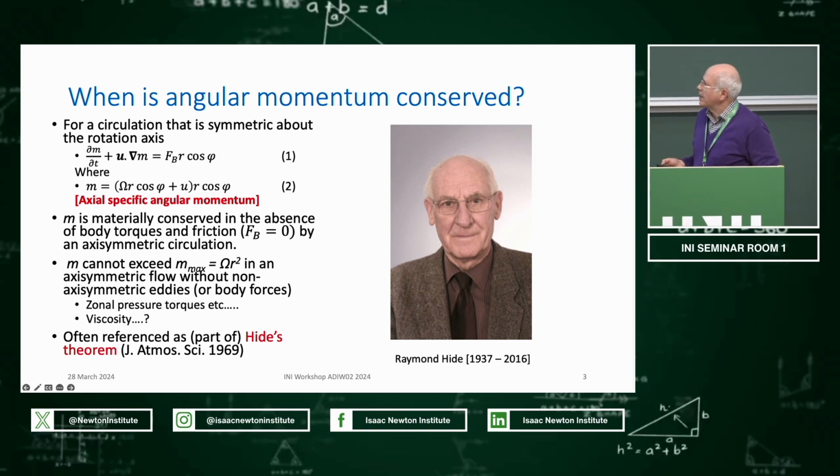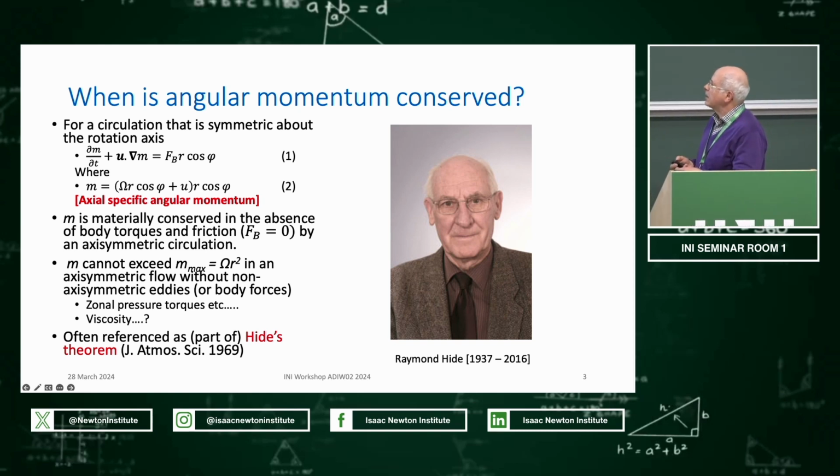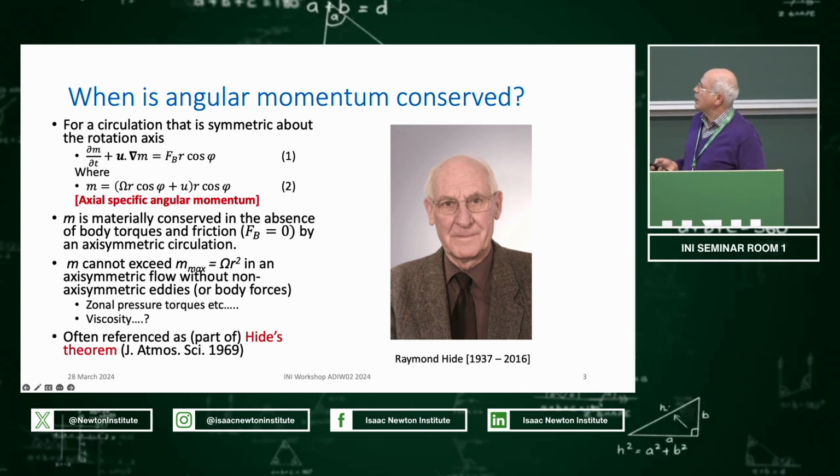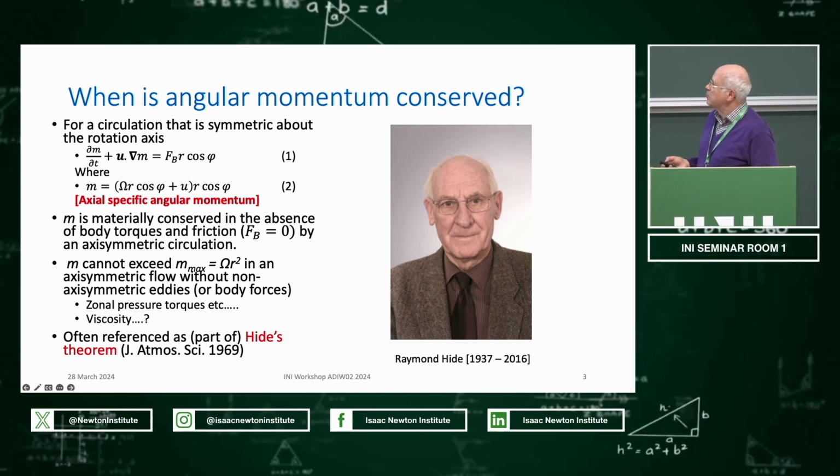So under those circumstances, and if the flow is axisymmetric, so there are no longitudinal pressure gradients that can exert torques, what you're left with is a conservation equation for this axial specific angular momentum, and we allow for the possibility of processes that might break that conservation on the right-hand side.